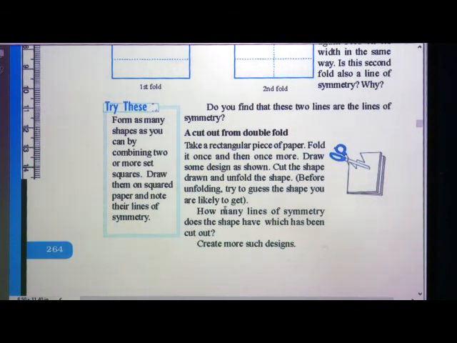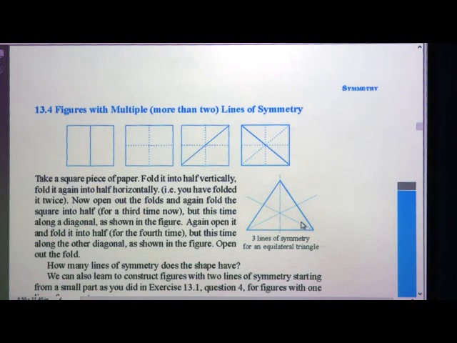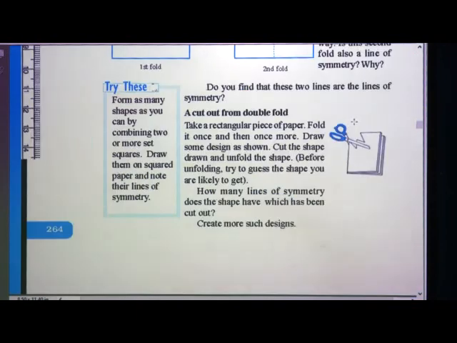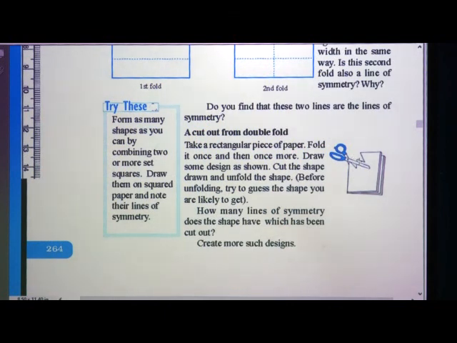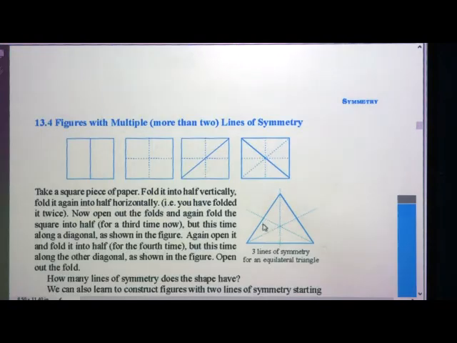So, if you have taken a rectangle, or drawn any alphabet or a star, just try to recognize which shape you have cut. How many lines of symmetry does the shape which has been cut out have? After cutting, we have this many shapes, and we can find where the line of symmetry is and what the shape is. So, this was an activity, a cutout from the double fold.